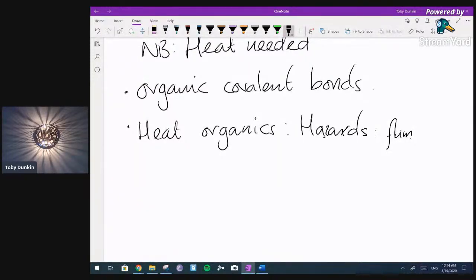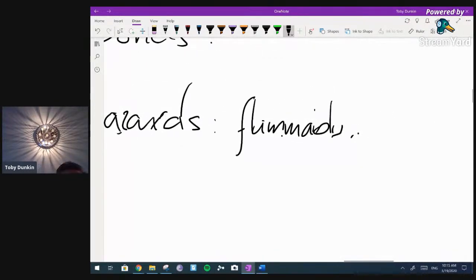We will see. So organics are flammable. And of course, that just simply means that if you were to heat this on an open flame, then you're going to be causing real problems. You could be potentially opening yourself up to fires, which is definitely not what we need. So these are flammable.